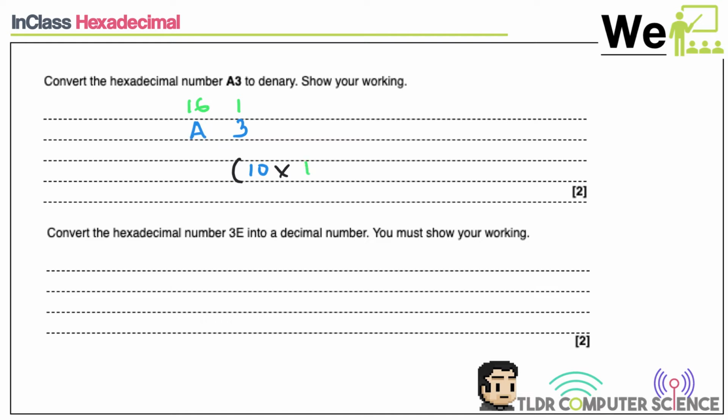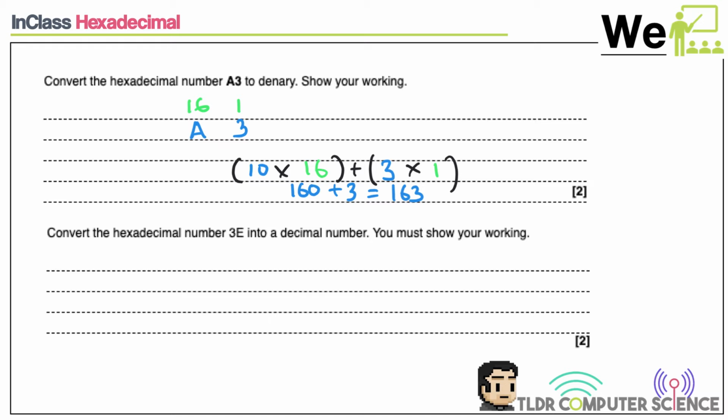And then this is a bit pedantic of me, plus 3 lots of 1. Now obviously we could just say 3, but I'm being a bit pedantic to make us remember that that's what's happening, that we're timesing by each other. So 10 lots of 16 gives us 160 plus 3, so it gives us the answer of 163, hopefully.